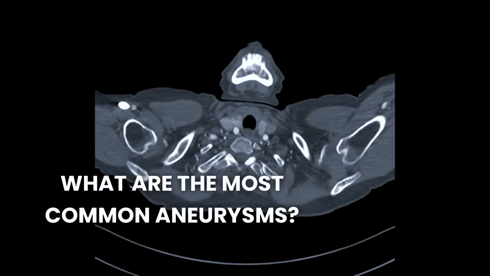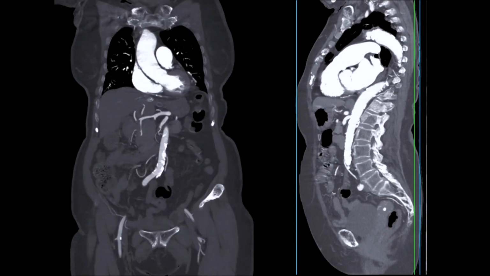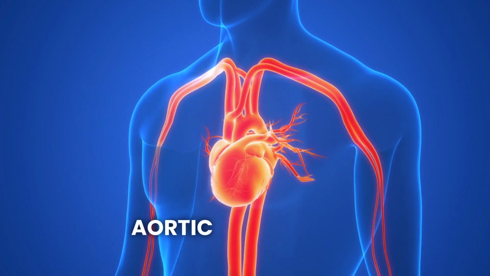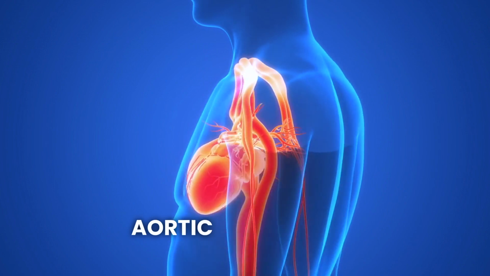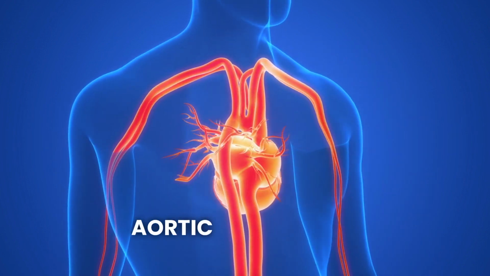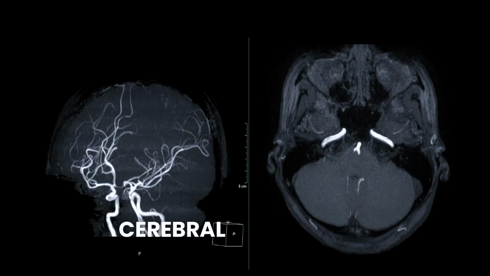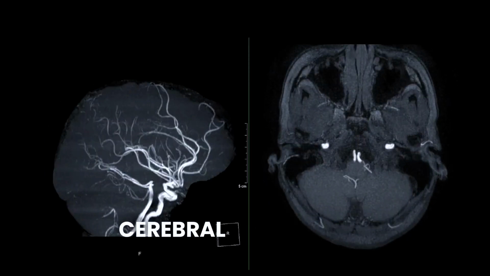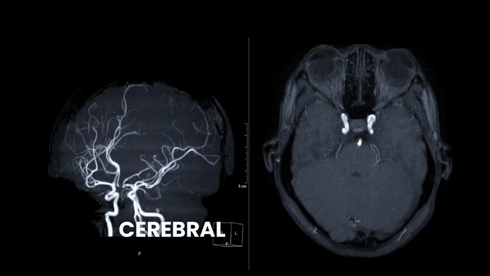What are the most common aneurysms? There are several types of aneurysms, but the most common are aortic aneurysms. Occurring in the aorta, these can be thoracic, located in the chest, or abdominal, found in the abdomen. Cerebral aneurysms. Found in the brain, these are often called berry aneurysms due to their shape.